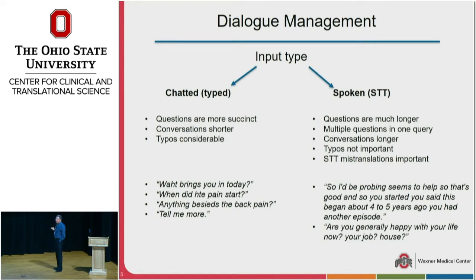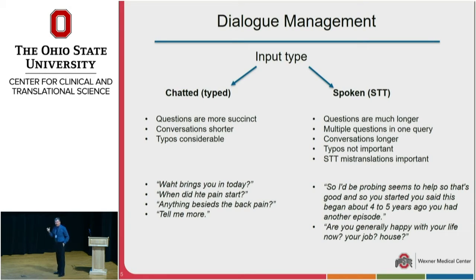So input type: if you're using a chatted or typed conversation, those are kind of unique in the sense that the questions tend to be very succinct. People tend not to type really long, elaborate questions, at least our students don't. Their conversations are shorter, but spelling errors are something you have to take into account if you're going to use that type of system. There are autocorrect options available that help. That'll take care of many of the more common ones, but in our domain, we have some pretty specialized words, and if the students or the healthcare providers misspell those words, it can present challenges to the dialogue system.